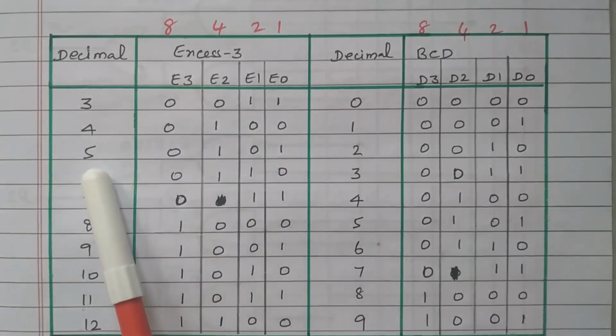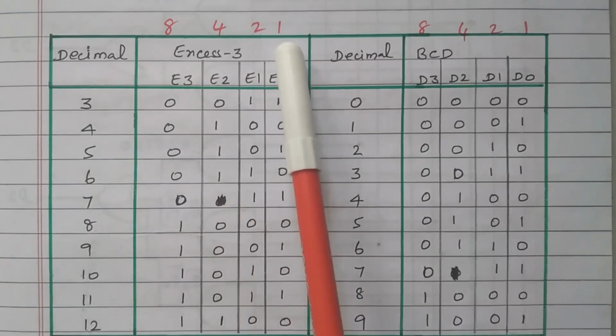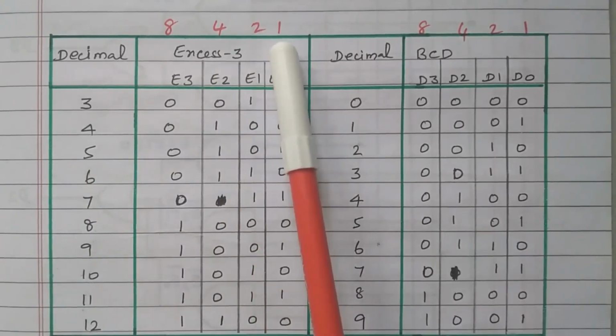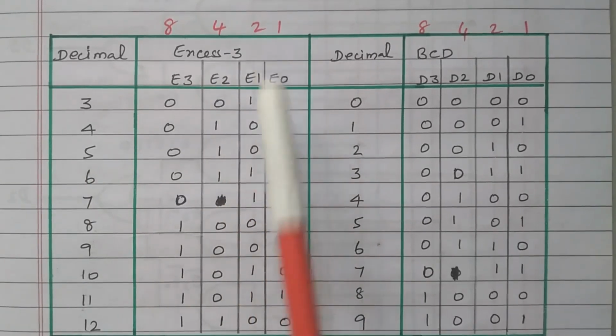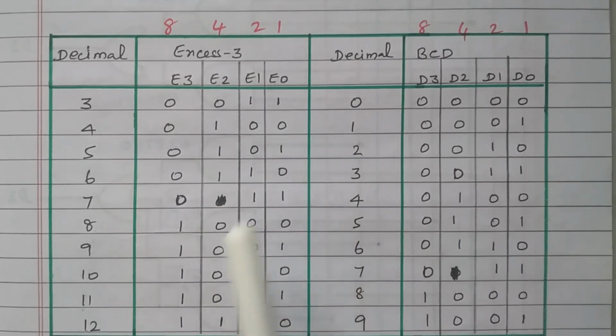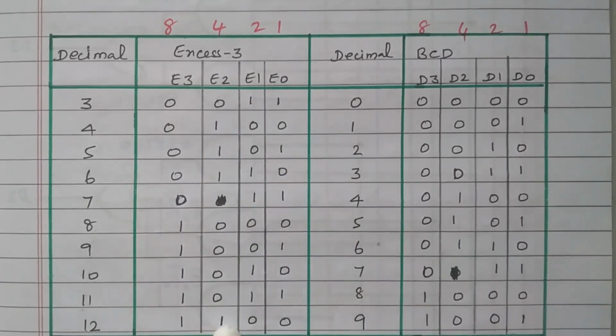How will you get 5? Here the second and fourth digits. Here 4 is there, here 1 is there. By adding 4 plus 1, we will get 5. So the second digit and fourth digit will be 1, and the remaining are 0. So like that these are assigned together. This is the normal BCD, the standard 8421 form that is already available. By using that, from 3 to 12 it is assigned.